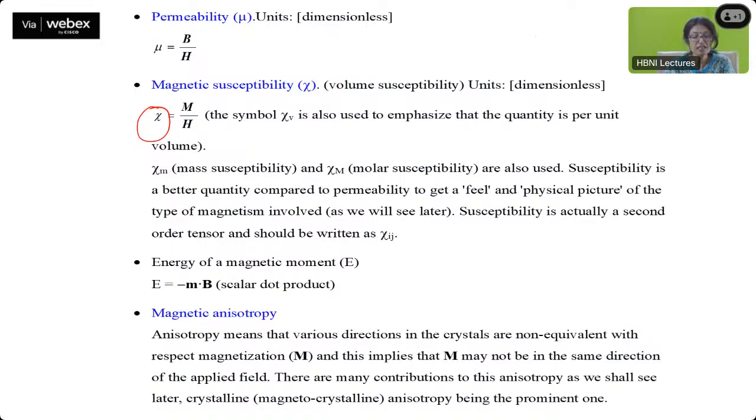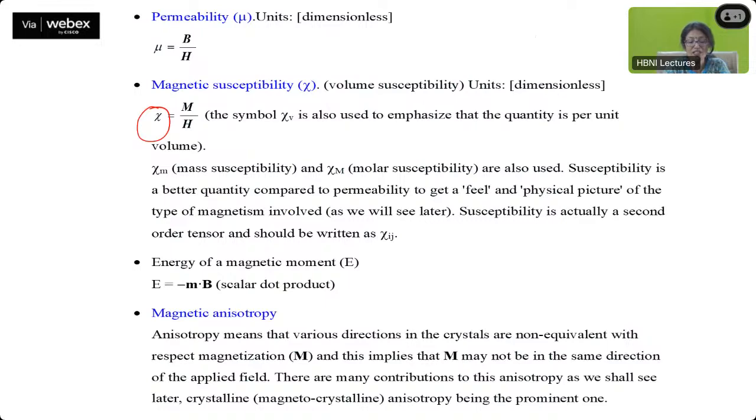So the susceptibility is like permeability, but it is a better quantity compared to permeability. Why? Because it gives a feel and a physical picture of the type of magnetism involved. Then you have the energy of a magnetic moment, which is given as minus m dot B, a scalar dot product. And then you have magnetic anisotropy, which is another term I'll be using quite often. Anisotropy means that various directions in the crystal are non-equivalent with respect to magnetization. This implies that M might not be the same in all directions of the applied field. There are many contributions to this anisotropy.